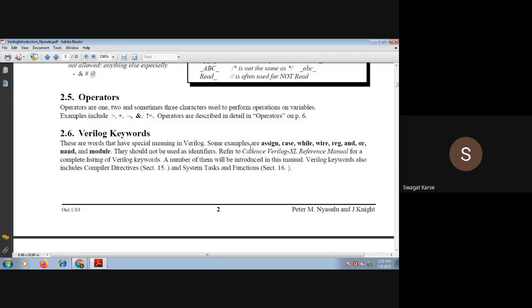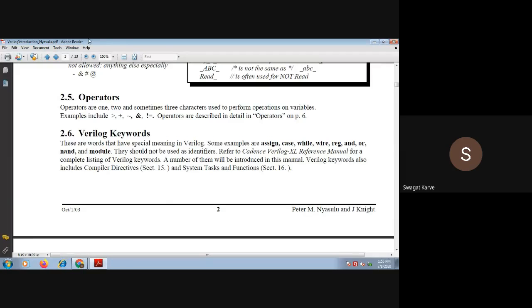Now we will discuss operators. Operators are 1, 2 and sometimes 3 characters used to perform operations on variables. All of you know about operators: greater than, less than, addition, subtraction, ANDing, ORing.